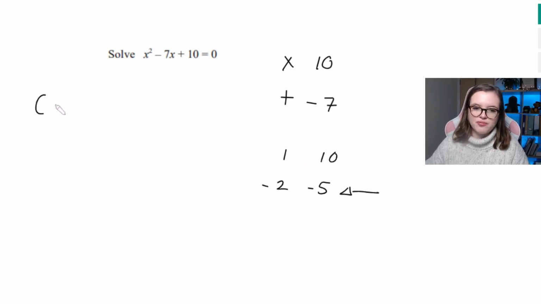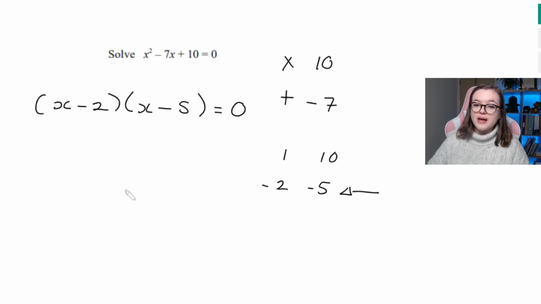Then put them into the brackets, x minus 2 and x minus 5 equals 0. Then from here is where the method gets a little bit different, a little bit of an extra step from here.